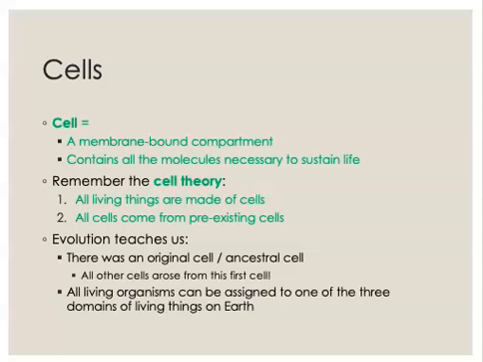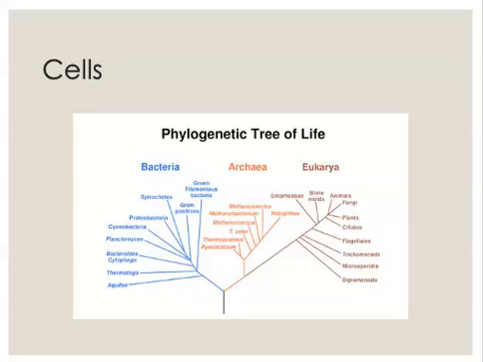Of course, cellular life has changed dramatically since life first appeared on the planet, and we can arrange all of the different life forms into one of three domains of living things on planet Earth. We've talked about these domains. They include the bacteria. That was the domain that emerged first. The archaea, which emerged next. And finally, the eukarya.